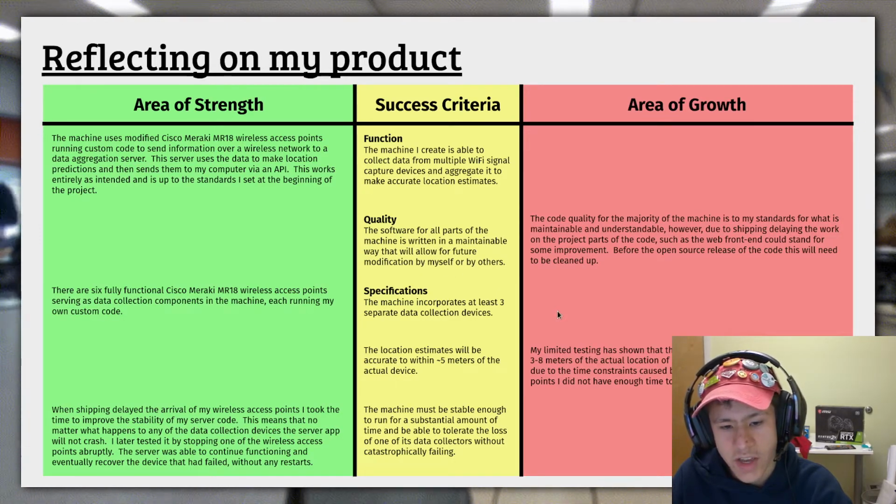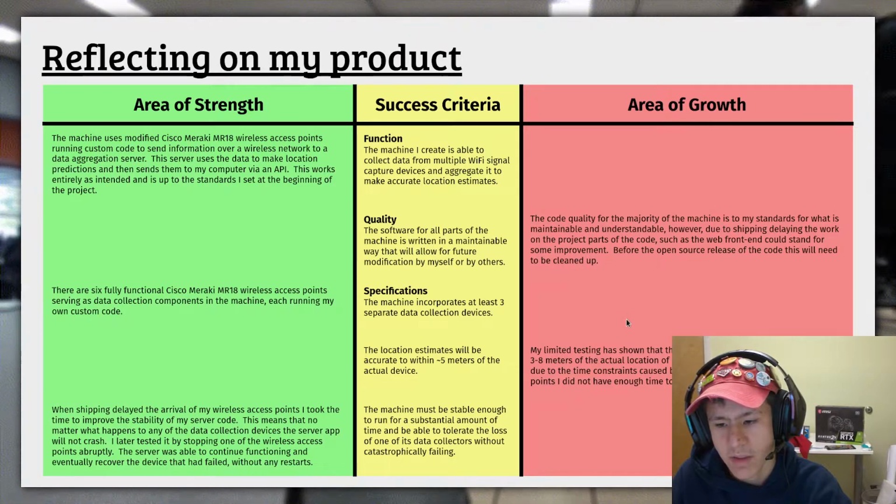For the location estimates, I think I wavered again. My limited testing showed that the location tracking capabilities of my machine were within 3 to 8 meters of the actual location of my test device, a stock iPhone 5S. However, due to the time constraints caused by shipping delays of the MR18 access points, I didn't have enough time to test it as thoroughly as I wanted to.